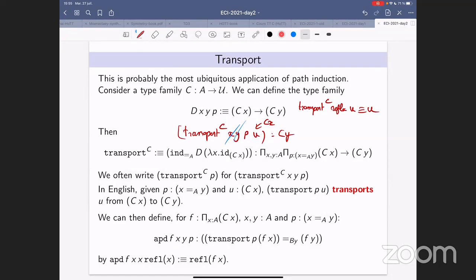They are the canonical way to achieve what they want to do. Transport wants to transport, app wants to be functorial. Appd wants to be functorial in the dependent sense, and it does the job, and it's defined in a very canonical way. I cannot say anything more at this point.